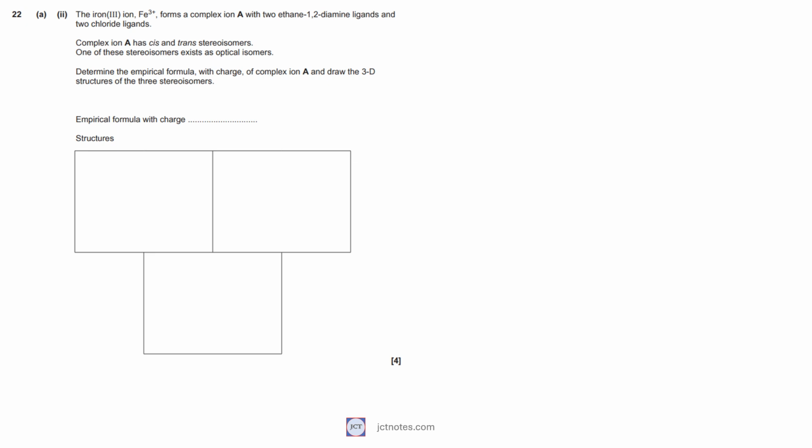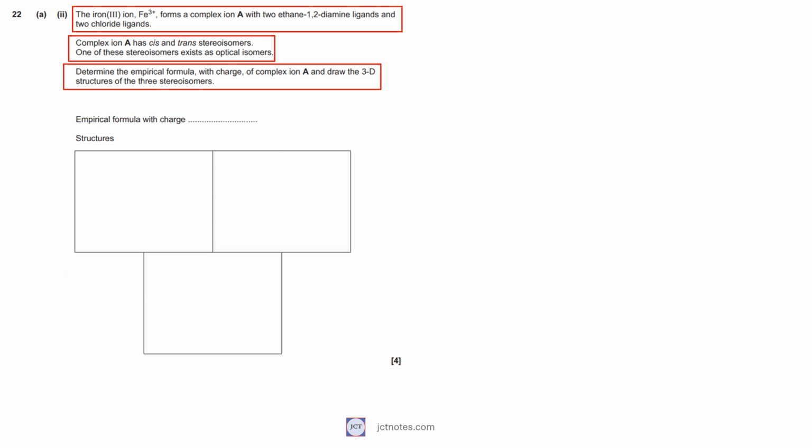In the second question of part A, from question 22, we have that the iron 3 ion forms a complex ion with 2 ethane-1,2-diamine ligands and 2 chloride ligands. This complex ion has cis and trans stereoisomers, and one of these stereoisomers exists as optical isomers. We are asked to determine the empirical formula, with charge, of the complex ion and draw the 3D structures of the 3 stereoisomers. Let's start with the empirical formula.